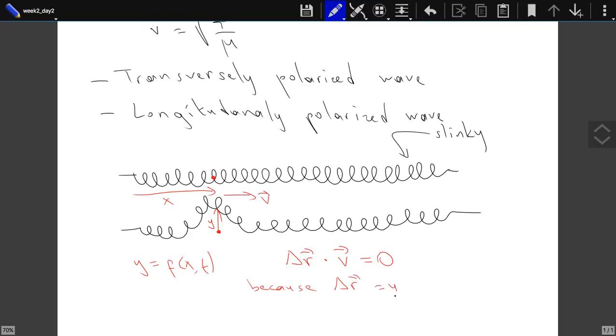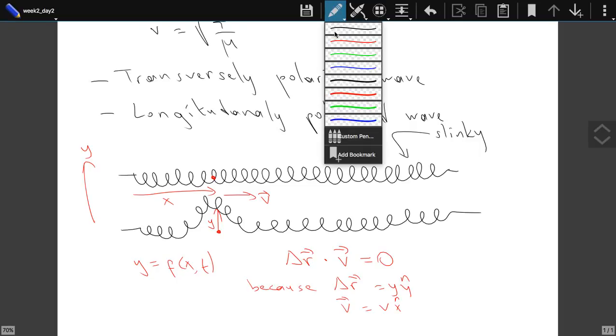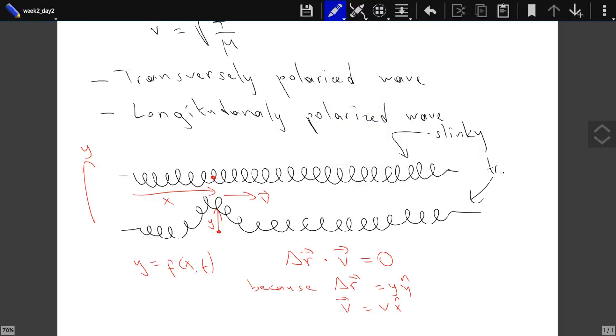Because delta r is y in the y hat direction. This is my y direction. And v is some speed in the x hat direction. Their inner product is 0. This is what we call a transversely polarized wave. Since we could have shaken it up and down or left and right, there are two different transversal polarizations.